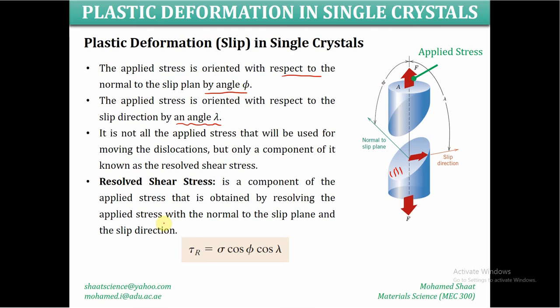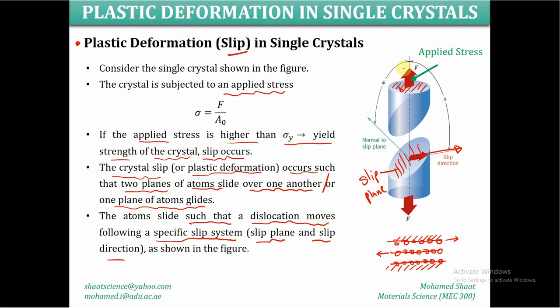It is not all of the applied stress that will be used for moving the dislocation, but only a component of this applied stress, known as the resolved shear stress. As you can see, this force will produce a normal stress. This force will produce sigma. This sigma is known as a normal stress. The stresses in general, and I'm pretty sure that the mechanical engineers should have an idea about this from the mechanics of materials class.